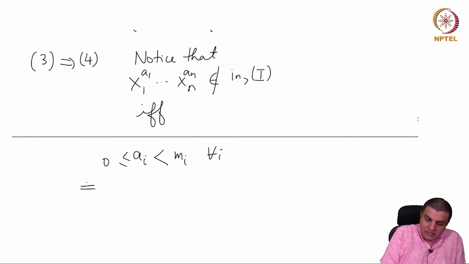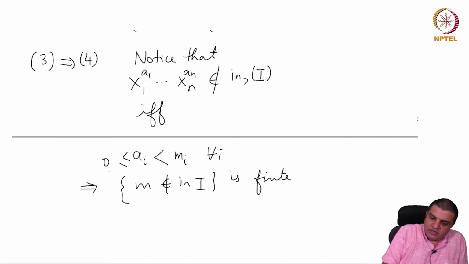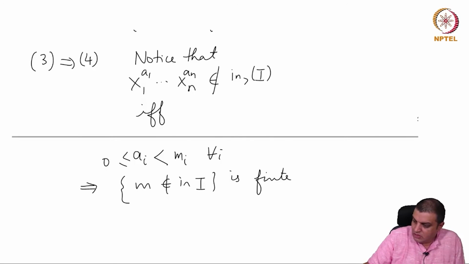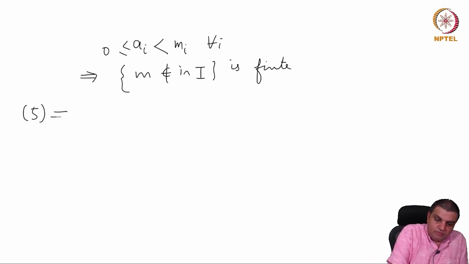which now implies that the complement of the set, the set of monomials not inside I, is finite. There are only finitely many exponents satisfying this condition. Okay, so this is finite. Now we come to the last part, which is 5 implies 1.